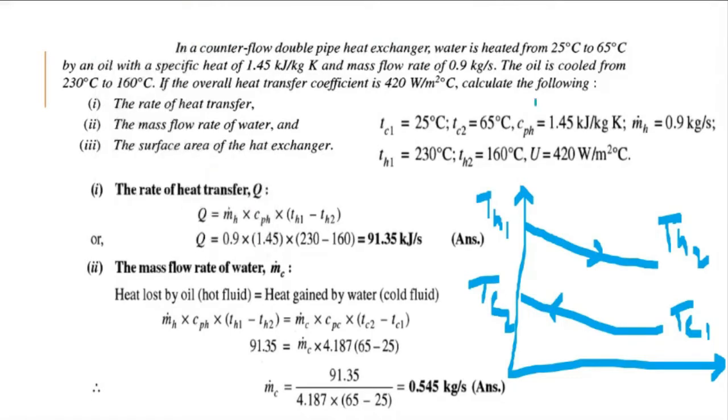Now, the oil is cooled from 230 to 160. What does it mean? It means that the oil was entering at 230 degrees Celsius and was leaving at 160 degrees Celsius. So our TH1 value is equal to 230 and our TH2 value is equal to 160. Is this part clear?